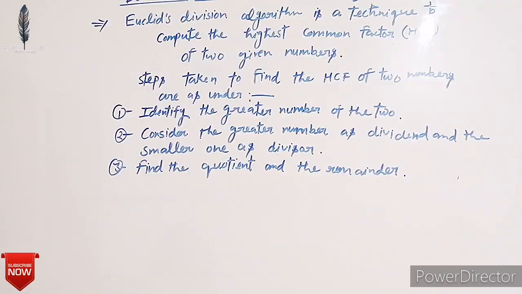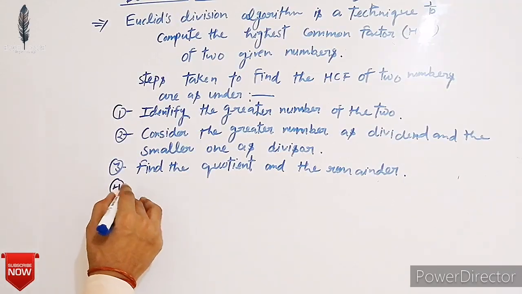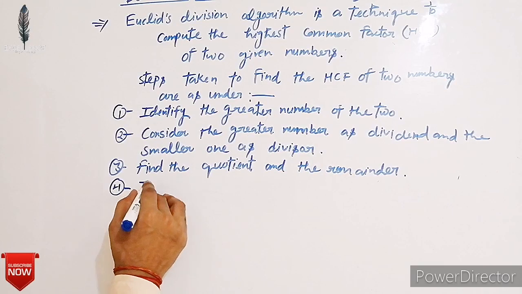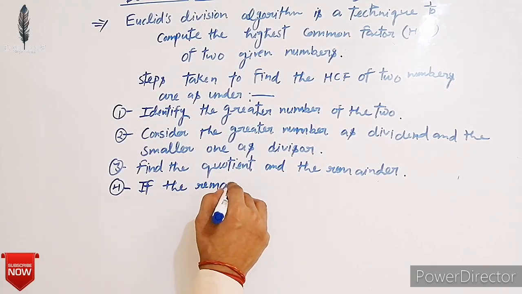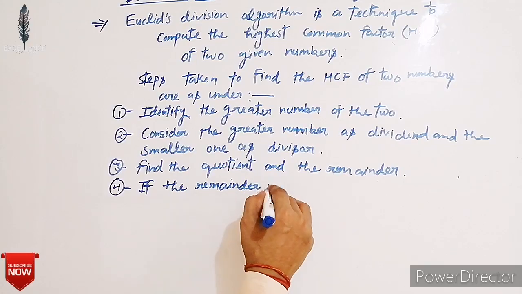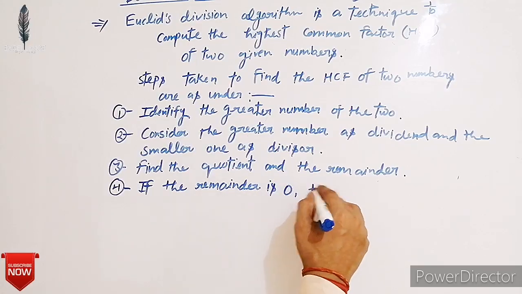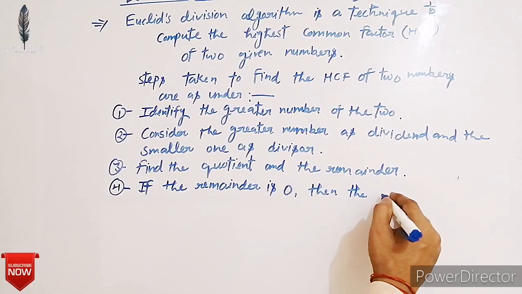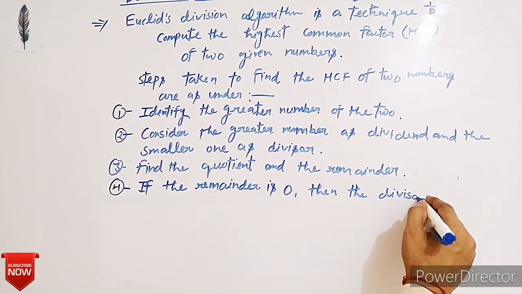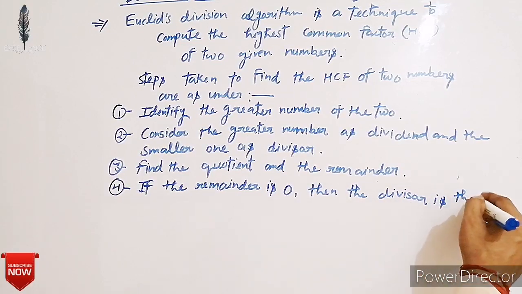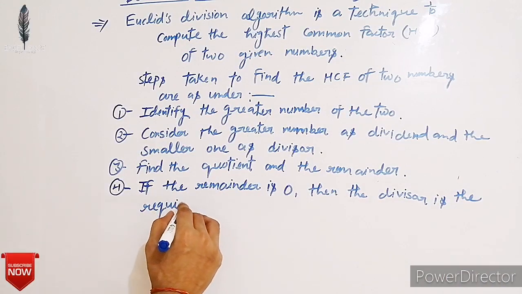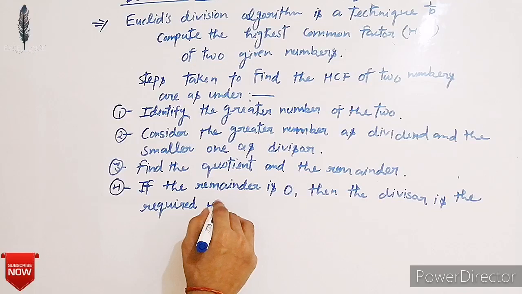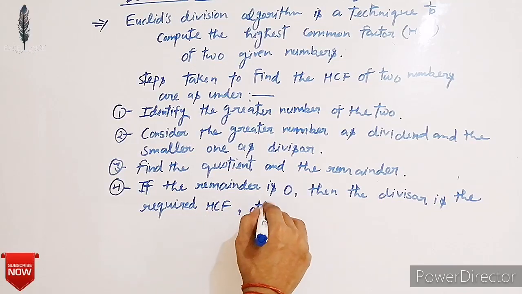Now fourth, if the remainder is 0, then the divisor is the required HCF. Otherwise, go to the next step.